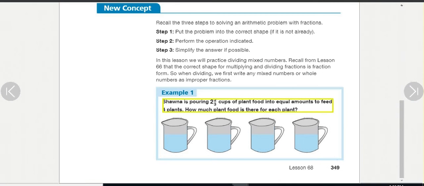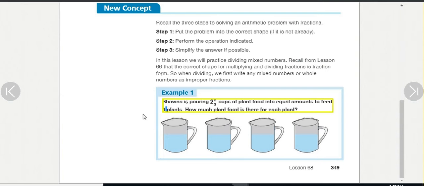In example 1, it says, Shauna's pouring 2 2/3 cups of plant food, looks like water here, into equal amounts for 4 plants. So she's got either 4 pitchers or she refills a pitcher 4 times with an equal amount, but she started with a mixed number, 2 2/3. How much plant food is in each of these pitchers? So we're dividing, if you think about it, 2 2/3 by 4.